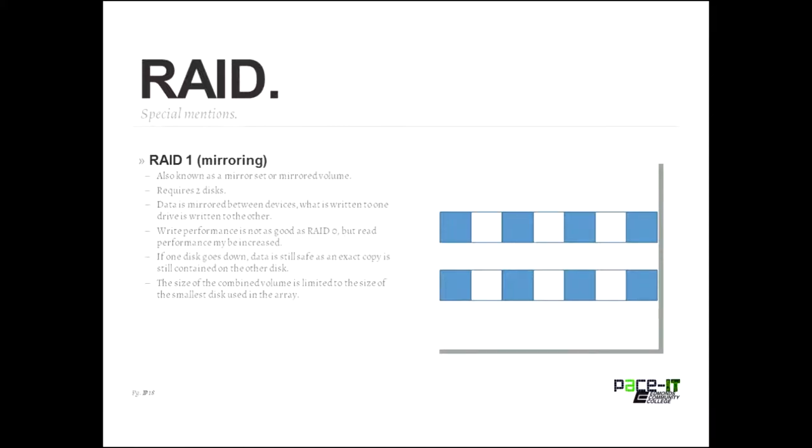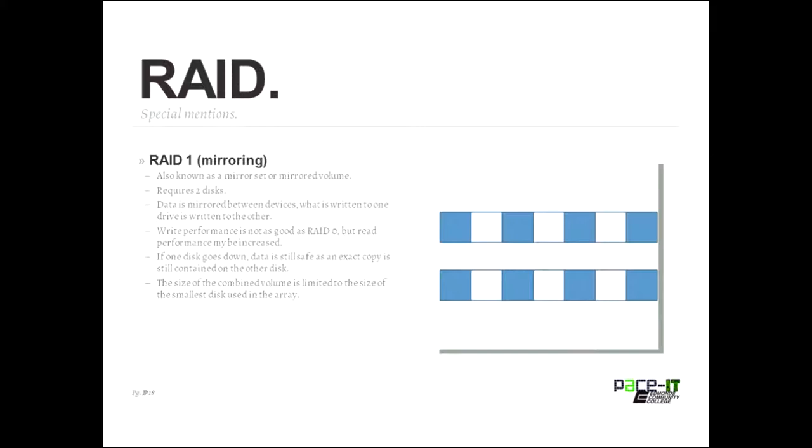So how can we fix that? Well, instead of doing RAID 0, you can do RAID 1, which is also known as mirroring. These are also known as the mirror set or mirrored volumes. They require at a minimum two disks, and the data is mirrored between devices. What is written to one device is then written to the other device. Your write performance is not as good as RAID 0, but your read performance is increased. Why is that? Well, because your computer knows that the same data is stored in two places, and both drives can read at the same time.